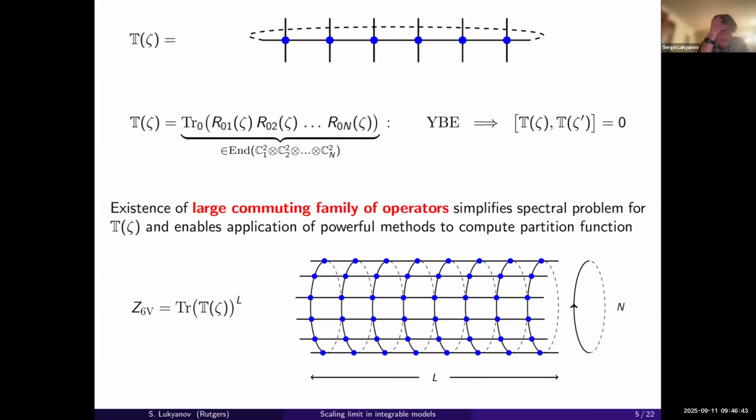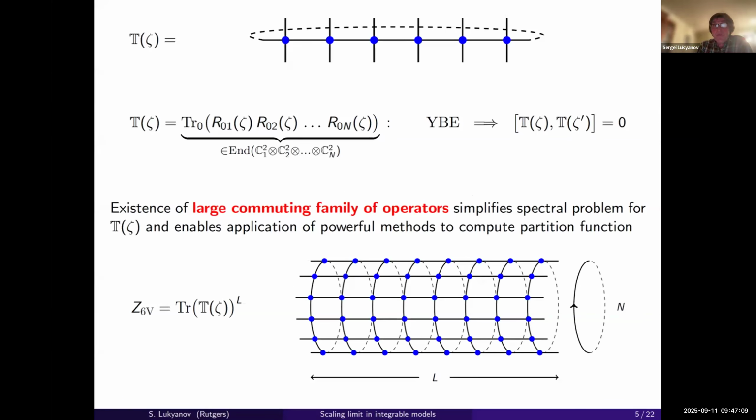And once we calculate the eigenvalues, we can calculate the partition function, because the partition function is given by the trace of a power of the transfer matrix. So this is the basic picture. In principle, next we can derive the Bethe Ansatz equations and all this business usual for integrability.